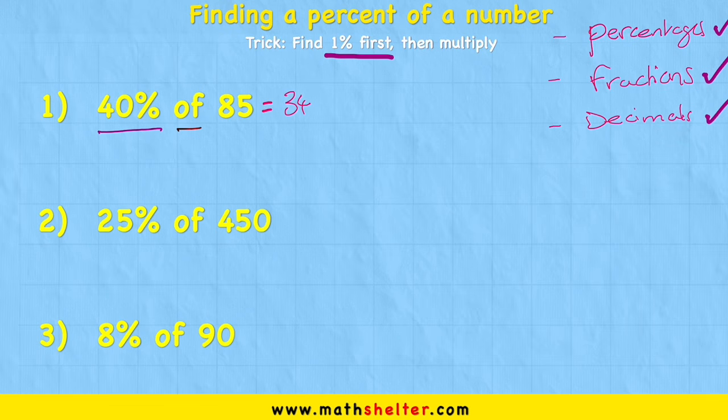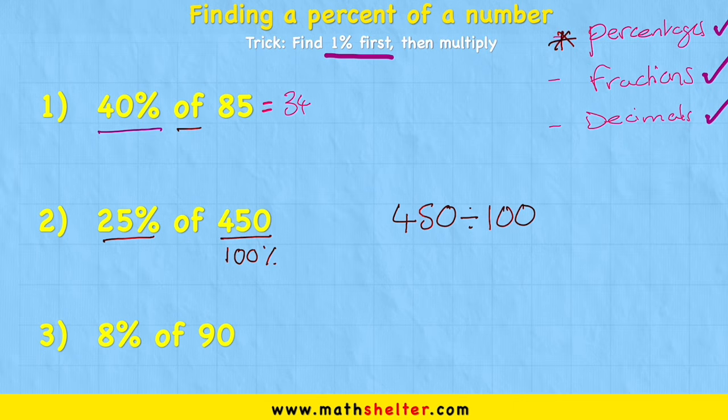Let's do number 2, 25% of 450. And for this one, I'm going to keep them as percentages. So at the moment, my 450 represents 100%, and I'm looking for 25%. So let's first find 1%. So I can do 450 divided by 100. I'm not going to use my place value chart. I'm going to understand that my decimal would be here, and the digits would move 1, 2 places around it. So my answer would be 4.5. So 1% is 4.5, but I'm looking for 25%, so I need to do 4.5 times 25.